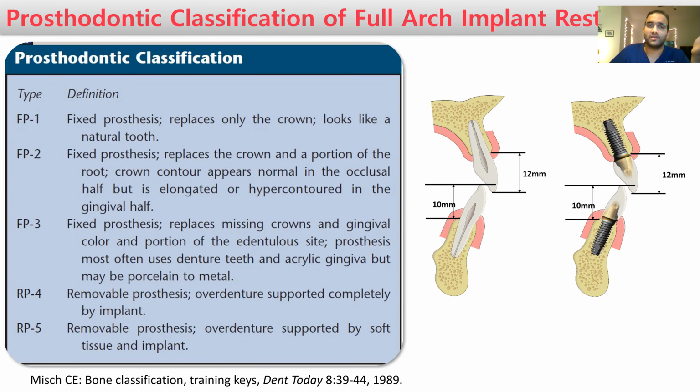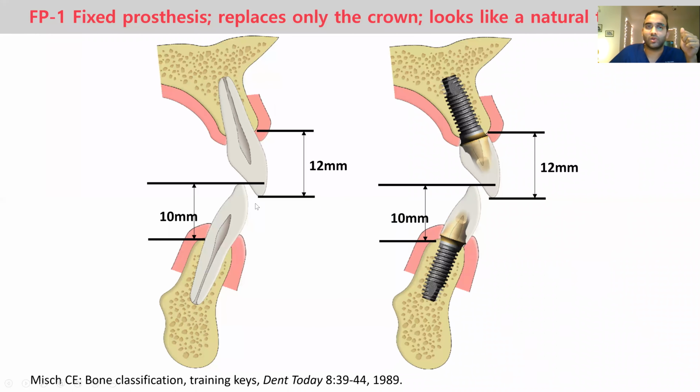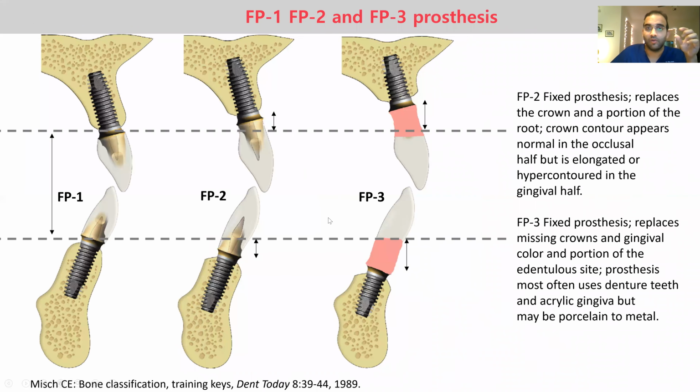When we are designing these full arch prostheses, there is a classification from Misch, which defines the fixed prosthesis as FP1, 2, 3, based on what we are trying to replace. Are we trying to replace only the tooth? Are we trying to replace the tooth and the papilla, or maybe a little bit of the root, which is FP2, and FP3 would be that we are trying to replace the pink and the tooth in the prosthetic, right?